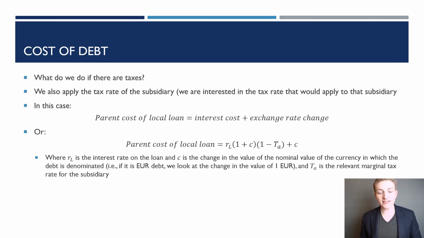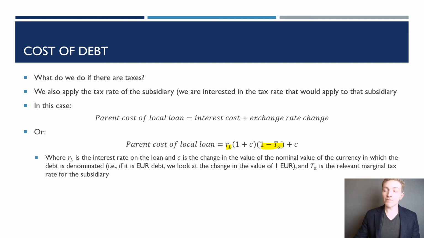Now, what do we do if there's taxes? Well, if there's taxes, we also need to consider the impact of tax as an after-tax cost of debt. Now, this is really simple to do. Basically, what you do is you take the formula from before, where you have our interest rate here, we multiply it by 1 minus the tax rate. The reason we multiply it by 1 minus the tax rate is because the interest is tax deductible. Hence why, to get the after-tax cost of debt, it's R multiplied by 1 minus T here.